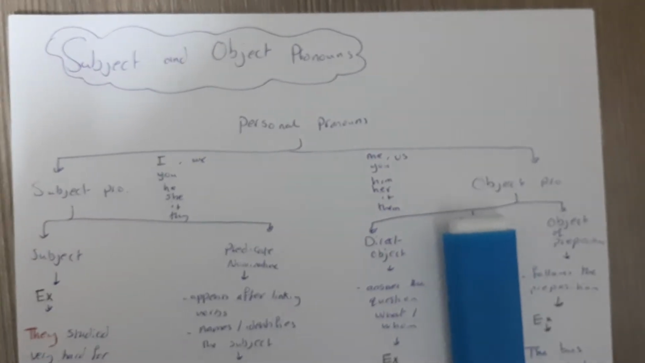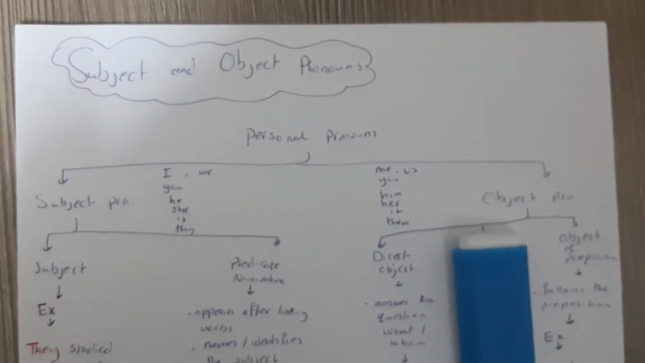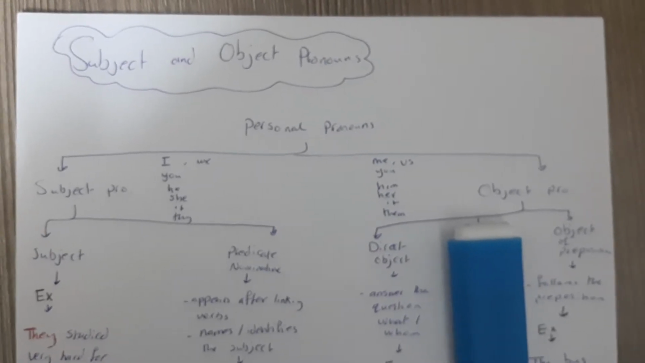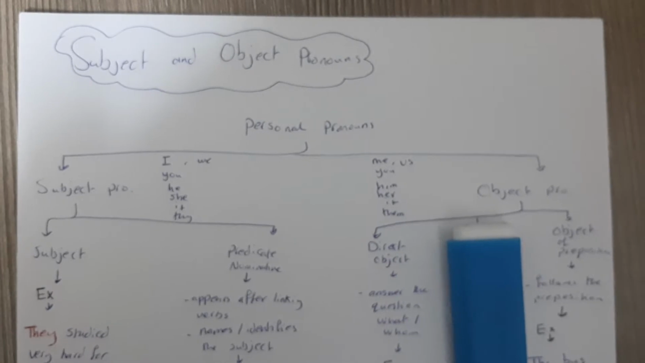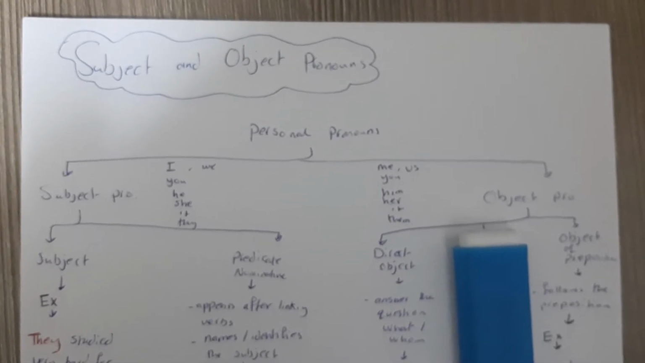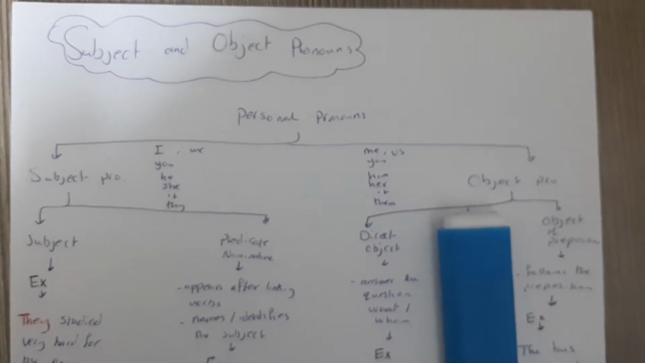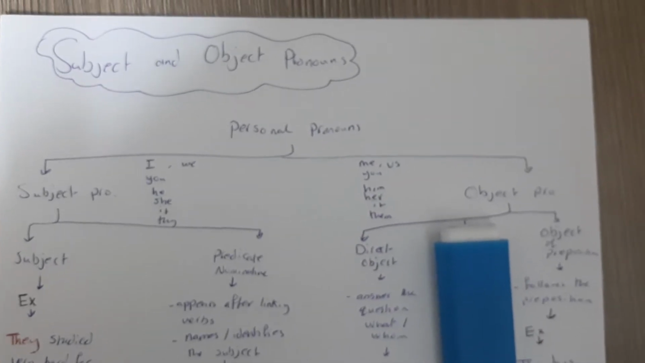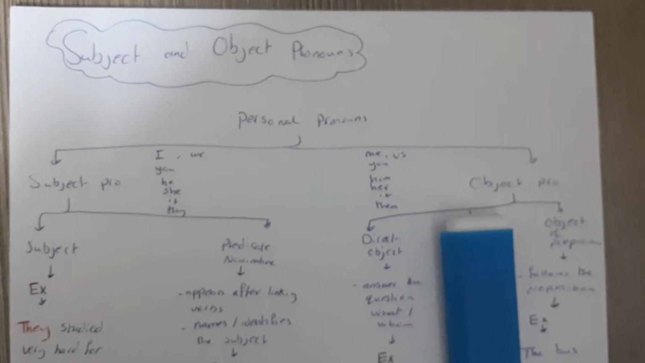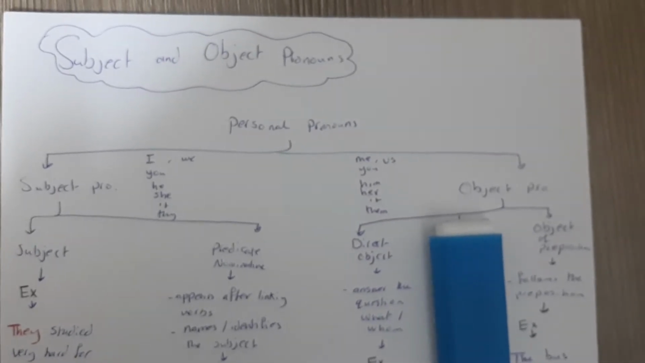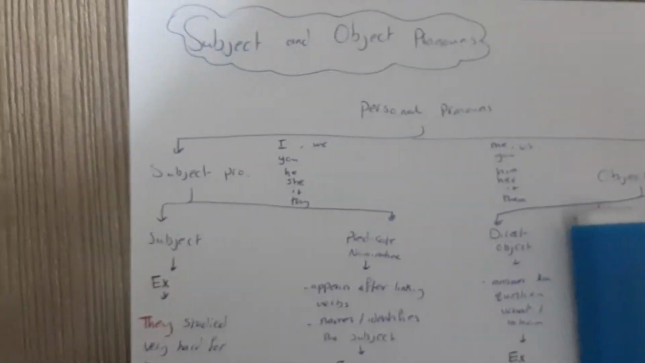Hello, everyone. So, last time you were introduced to types of pronouns, and we said that personal pronouns act as subjects and objects. Now, we will go into more details with this information. Personal pronouns can be used as subject pronouns and object pronouns. Let's go into subject pronouns.